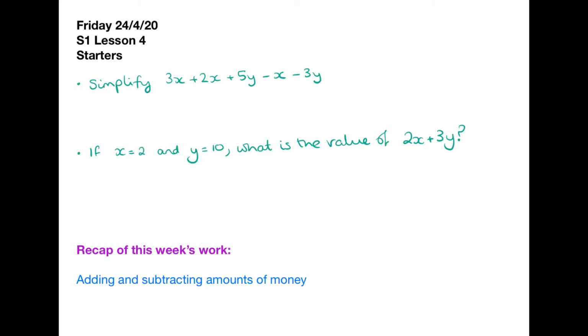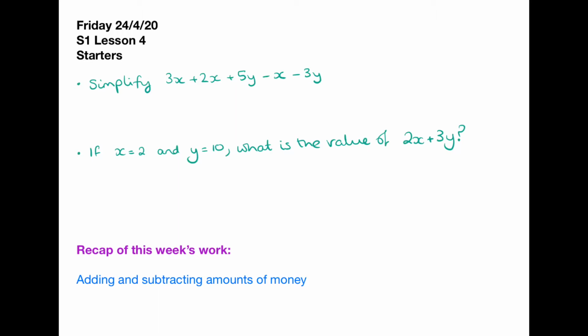We've got 2 algebra questions. The first one's simplifying by collecting like terms, and the second one is substitution. So if you know what you're doing, bash on with it, pause the video, and then just forward to the answers and check that you're right. If you need a bit of help, stick around. So, first question, we're simplifying.